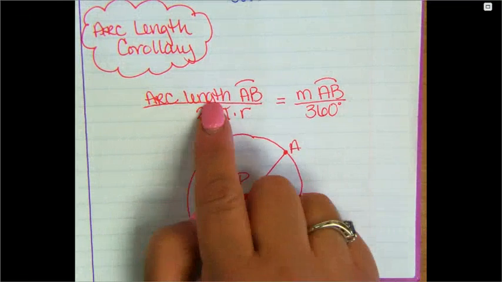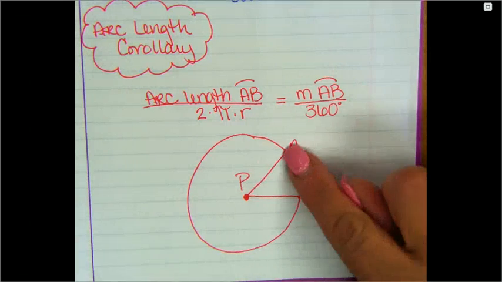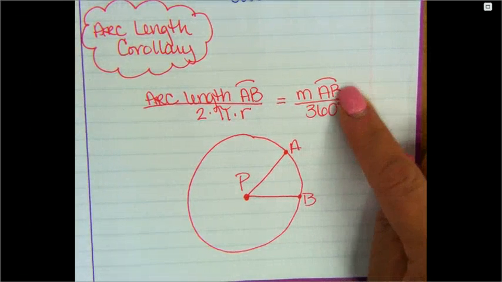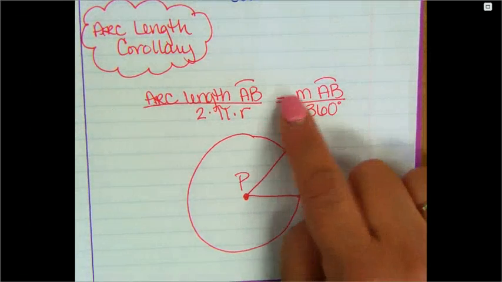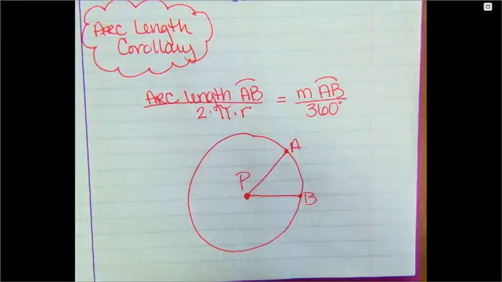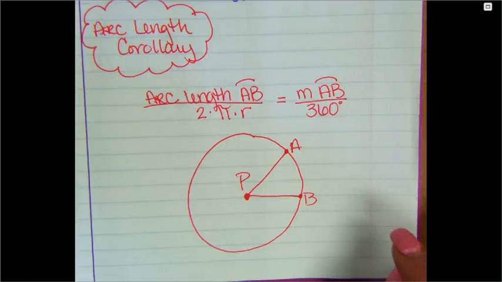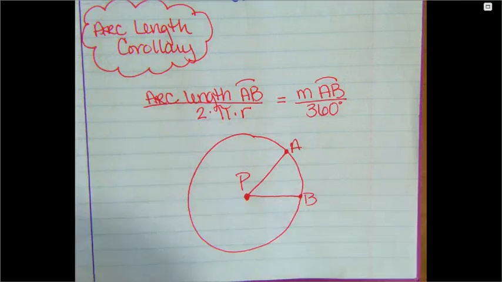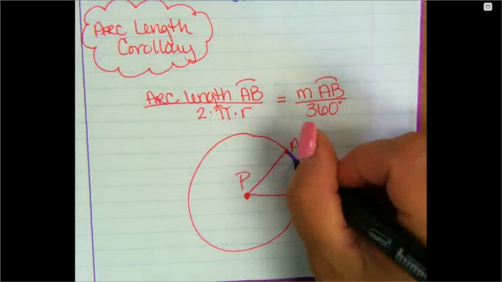This one is arc length of AB. So now we're not looking at the measurement of arc AB, which is the angle measure. We're looking at how long it is. Over 2 pi r. Why 2 pi r? It's the circumference.